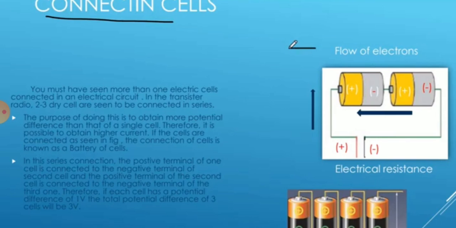In this series connection, the positive terminal of one cell is connected to the negative terminal of the second cell, and the positive terminal of the second cell is connected to the negative terminal of the third one. Therefore, if each cell has a potential difference of 1 volt, the total potential difference of 3 cells will be 3 volt.